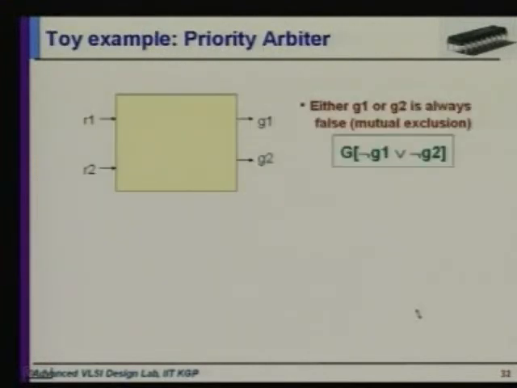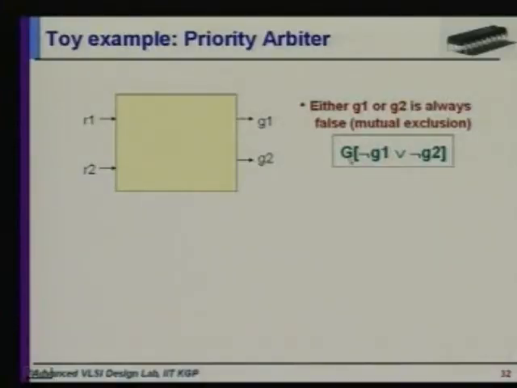Let me give you an example of what this property verification is about. Suppose we have an arbiter, and we want to say that in this arbiter there are 2 request lines and 2 grant lines. We want to first say that the grant lines are mutually exclusive. So we are not going to grant the 2 lines at the same time. This property says always I will have not grant 1 or not grant 2. So one of the grant lines will always be low at every point of time. G says always, globally, I have not grant 1 or not grant 2.